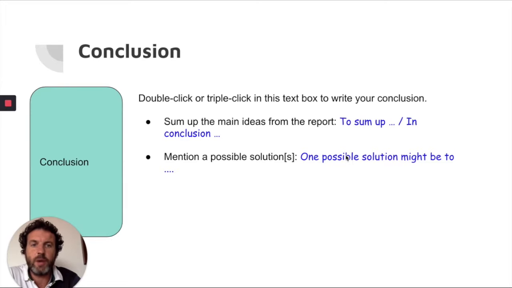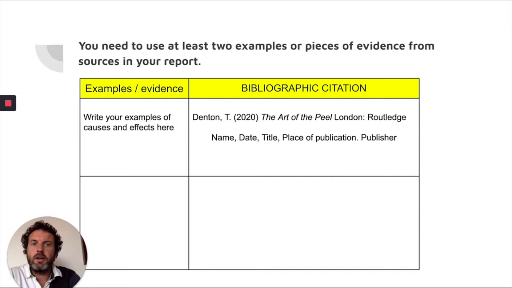So this is a way to do that. So you could say one possible solution might be to, and then state what your solution is. Remember, you need to cite the source that you find this solution from. Now, when you are writing your report, we would like you to provide at least 2 examples or pieces of evidence from sources that you can use in your body paragraphs and in your conclusion if you would like to.